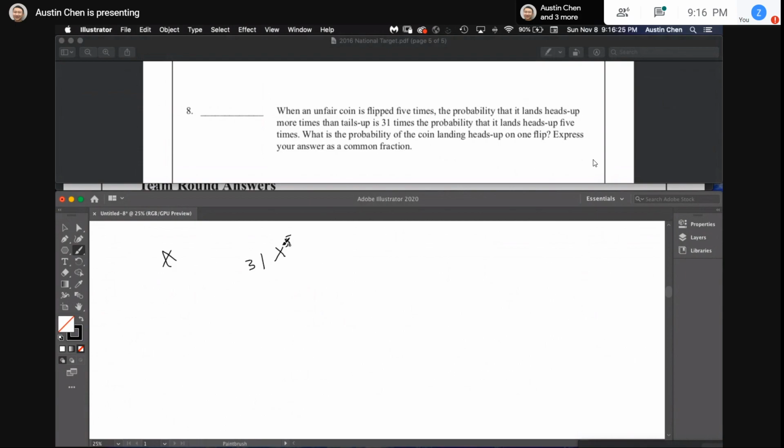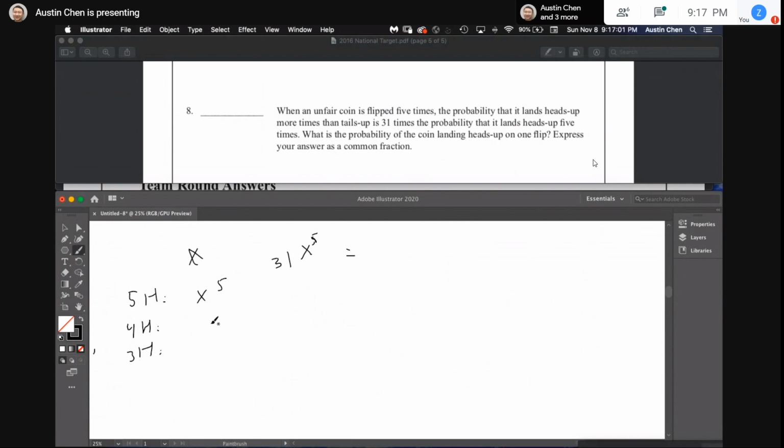31 times this probability is the probability that it lands heads up more times than tails up. So we should look at that probability in terms of x. We can just separate it into cases: the 5 heads case, 4 heads case, and 3 heads case. These are the cases where we have more heads than tails. The 5 heads case is just x to the fifth, pretty obvious.